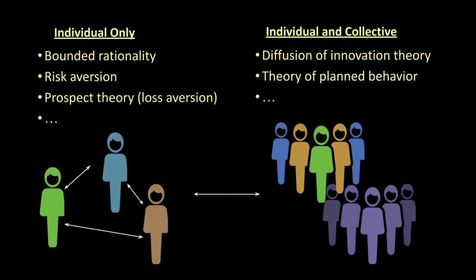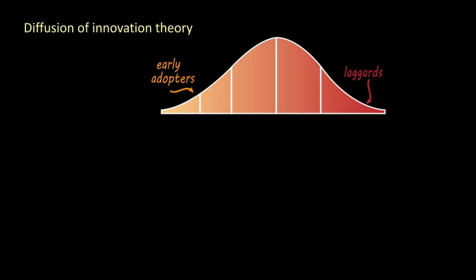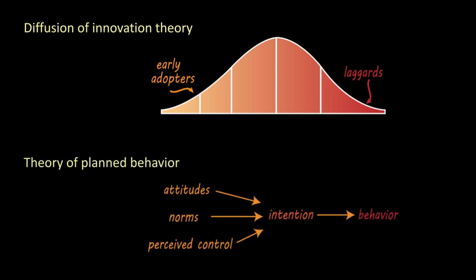The simplest attempts to incorporate realistic behavior into models begin with behavioral economic theories such as bounded rationality, risk aversion, or prospect theory. These approaches focus on the individual level but incorporate empirically established deviations from rational utility maximization. Two closely related theories that are widely used to treat interactions between individual and collective behavior are diffusion of innovation theory and theory of planned behavior.